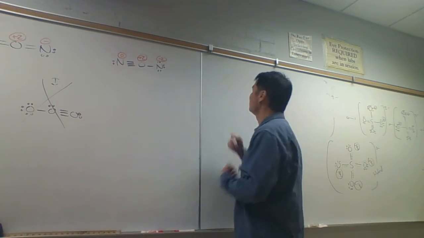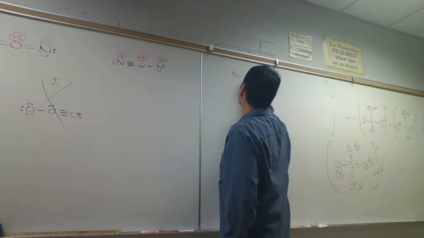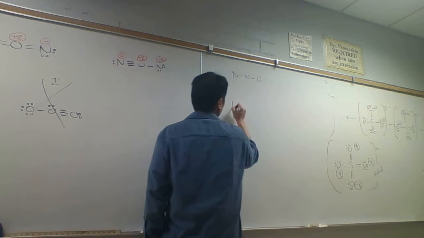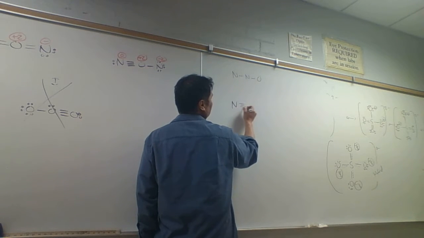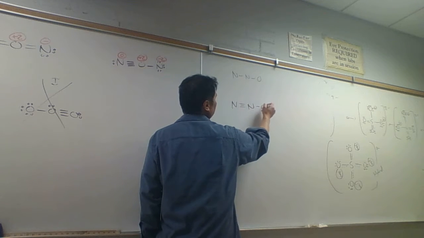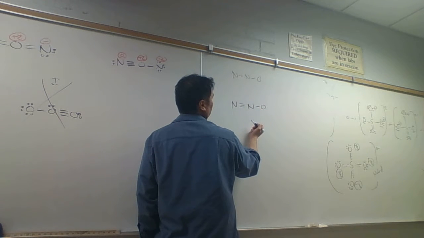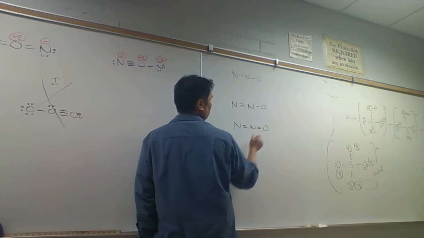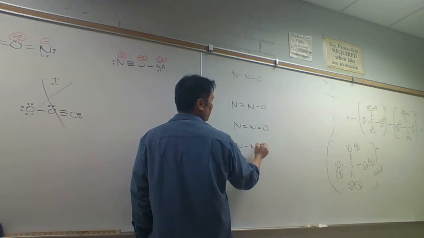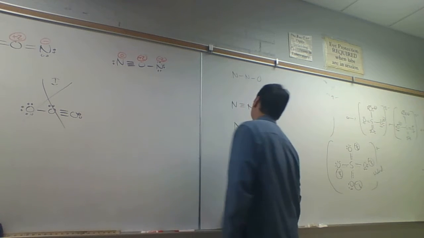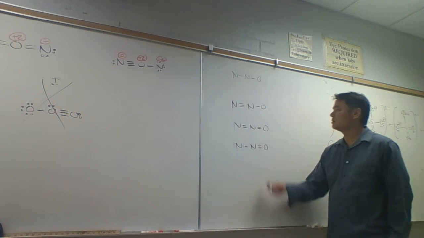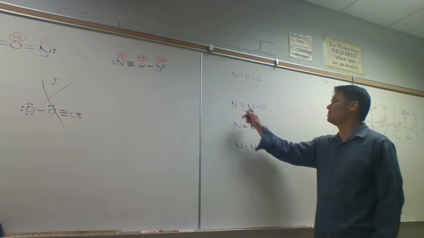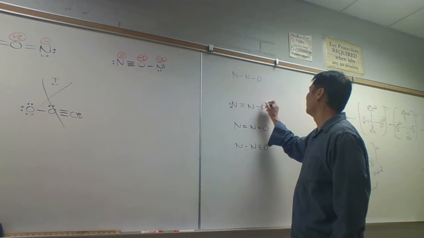And so we could try the other skeleton. If we try the other skeleton, we get NNO. And so what are the bonding arrangements here to maintain an octet? We could have a triple and a single, or we could have 2 doubles, or we could have a single and a triple. And so this looks like one of the arrangements here. So we'll go like this.